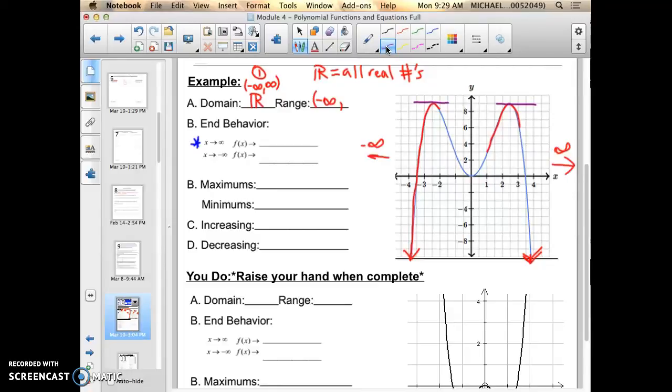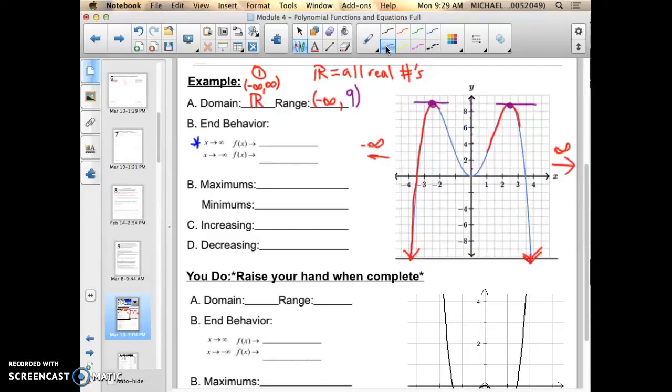So at that point, I have to consider the y value at these 2 points. And the y value, because the range is y values, is 1, 2, 3, 4, 5, 6, 7, 8, 9. The y value is at 9. So I know that this range stops at 9. So the entire range is from negative infinity to positive 9.